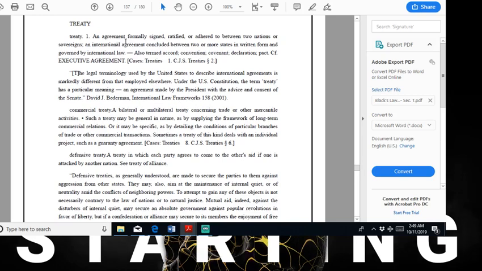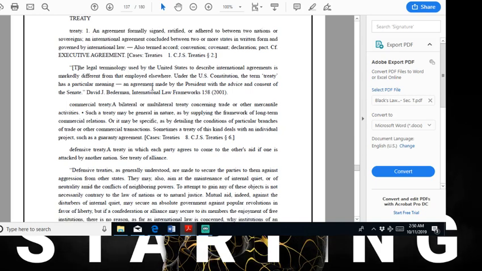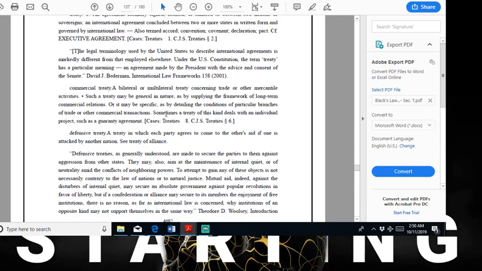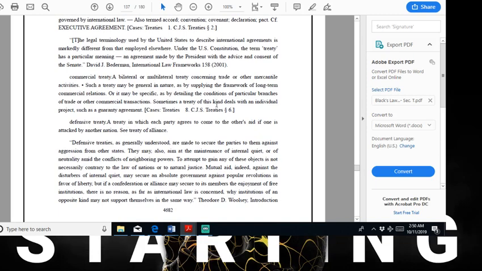A treaty. It says an agreement formally signed, ratified, adhered to between two nations or sovereigns. An international agreement concluded between two or more states in written form and governed by international law. It's a convention, a covenant, a declaration, a pact, executive agreement. There is such a thing as a commercial treaty. I don't want to get into all of that, but this has a lot to do with it.